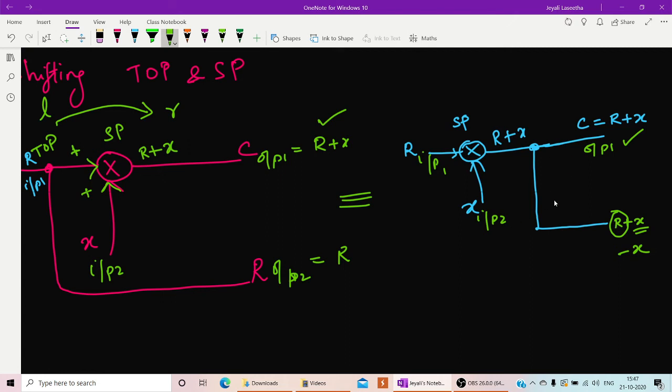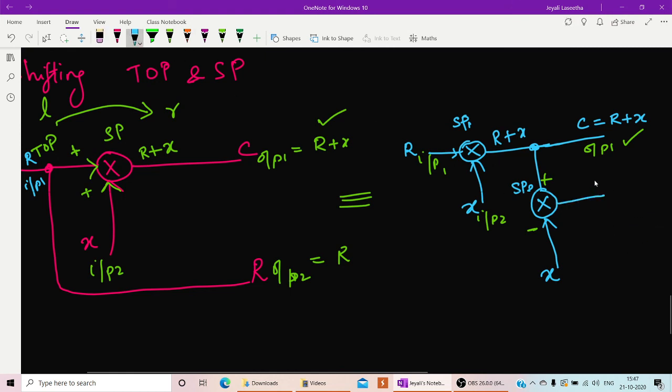So in order to subtract, again you can introduce something like this. Again another summing point is to be introduced. Suppose this is summing point 1, this is summing point 2, in which you are going to introduce another x, but this should be a negative x. So here r plus x is coming as plus, this is minus. From here if you take the output, then it is your r. So you are having the r now. So this is your output number 2.